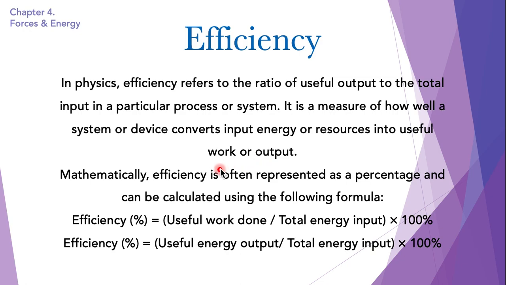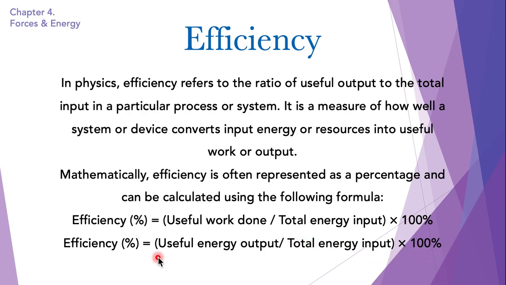So mathematically, efficiency is often represented as a percentage and can be calculated using this formula. The formula is efficiency is equal to useful work done divided by total energy input multiplied by 100. Of course, to find a percentage, we have to multiply by 100. And the second is useful energy output divided by total energy input multiplied by 100.